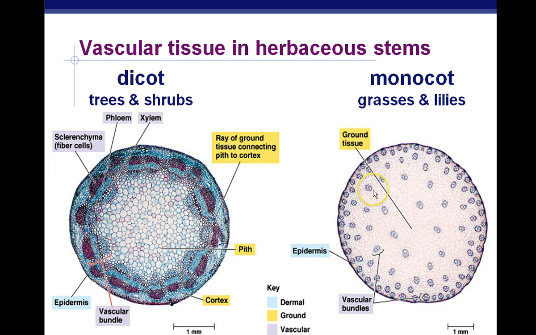For monocots, the vascular bundles, or xylem and phloem, are randomly arranged. So you can see they're just kind of spread out throughout the middle. And that's another difference between dicots and monocots that you should know.